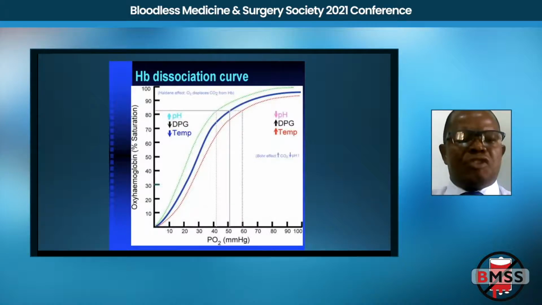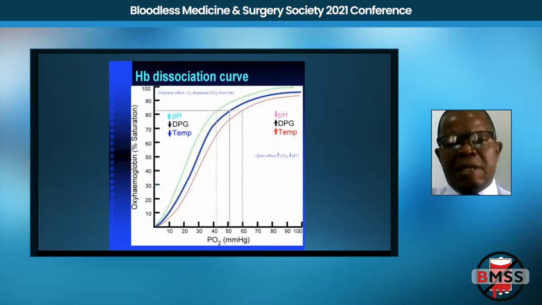So this is a property that has found usefulness in helping us manage patients adequately, especially those that have lost so much blood. We could manipulate the temperature, and make sure that the pH is right and things like that, just to help tissue oxygenation. Next slide, please.